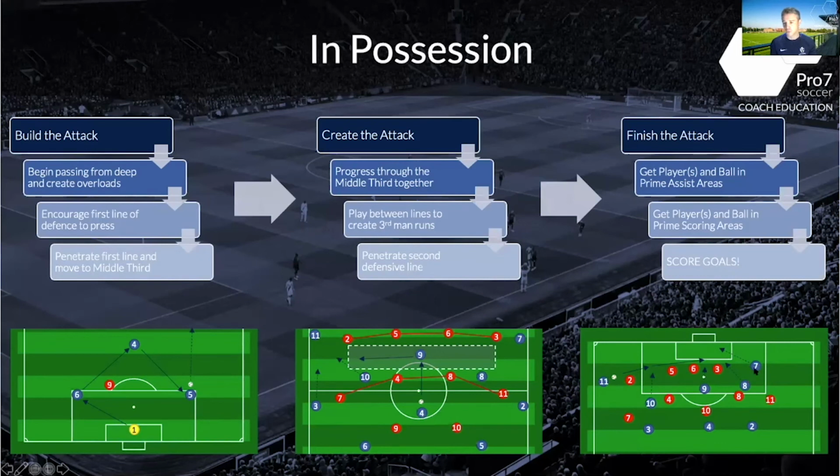And I want to get multiple players into those areas. If we have just our number 9, then it's got to be the perfect pass and it's got to be the perfect movement from that player. And it makes it easy for the defence. If we can get multiple players into those prime scoring areas, we've got more options and more opportunity to score, and we create more problems for the opposition defence.